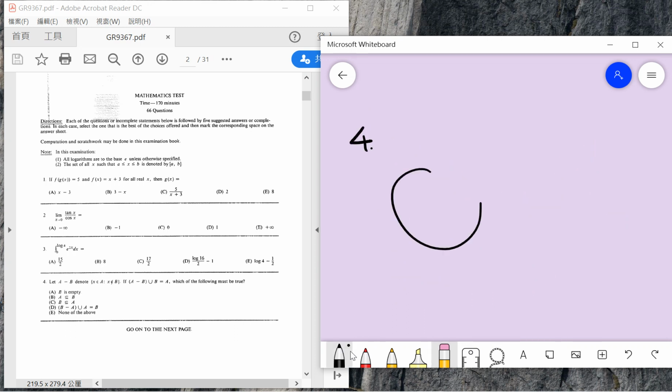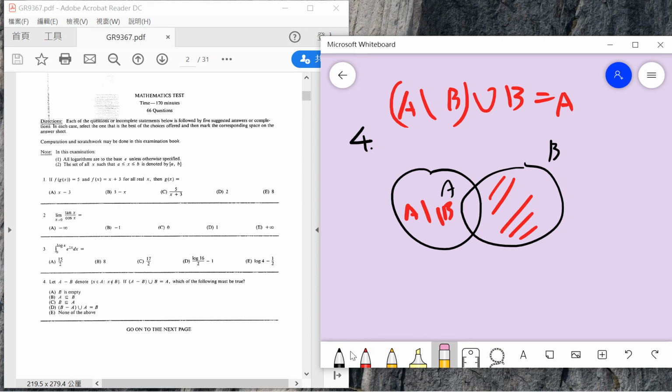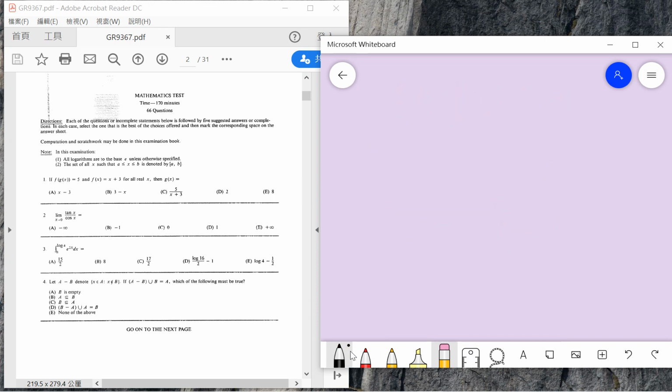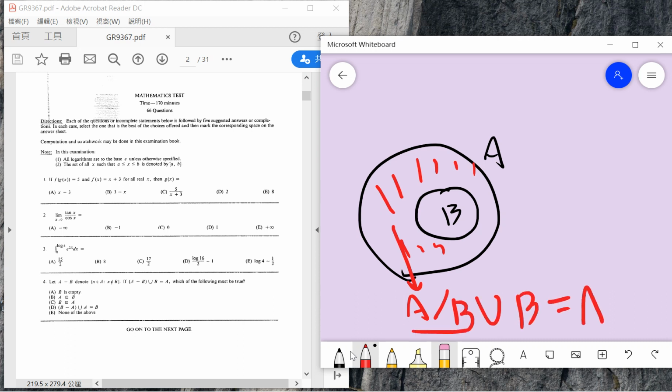Number 4, this is A, this is B. And they tell you that A minus B union B is A. So how can this be possible? Okay, so the only possibility is that this is A, this is B. So this red region is A minus B. So now that A minus B union B is A, the answer is B is a subset of A. So the answer is C.